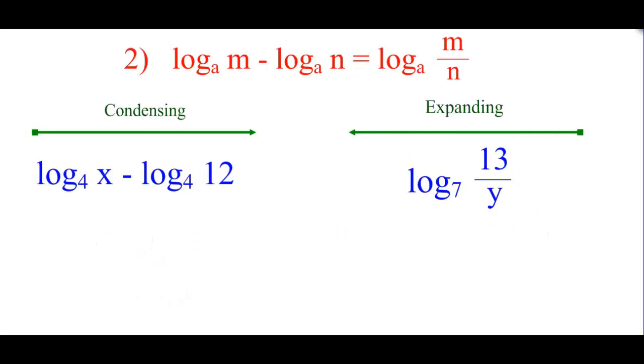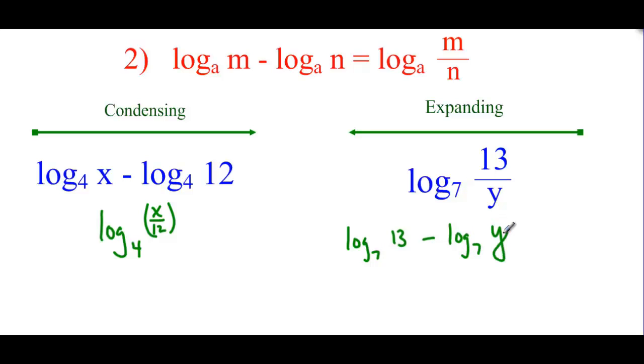Rule number 2 deals with minus, or subtracting our two logs. So if I condense this to one single log, I'm going to get log base 4. Since I'm subtracting, I'm going to divide my two values. So I'm going to get x divided by 12. I can't simplify that, so that's my final answer. If they give you a problem that already has division, we can expand it by taking log base 7 of the numerator minus log base 7 of the denominator.